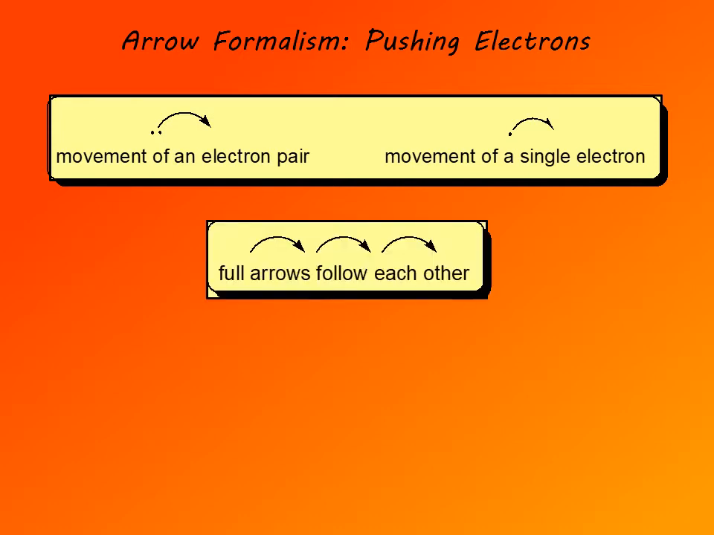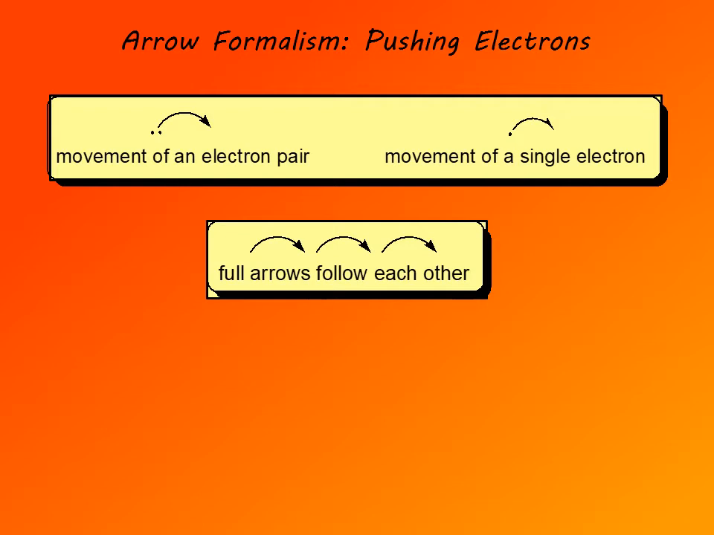Full arrows indicate movement of two electrons, and they always have to follow each other in head-to-tail fashion if more than one is used in a course of mechanism, and frequently that is the case. Simply, a free electron pair is moved to another orbital that is empty or will be empty, and another electron pair is moved away from it.